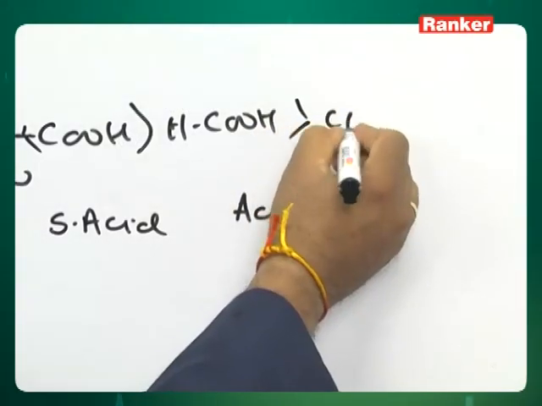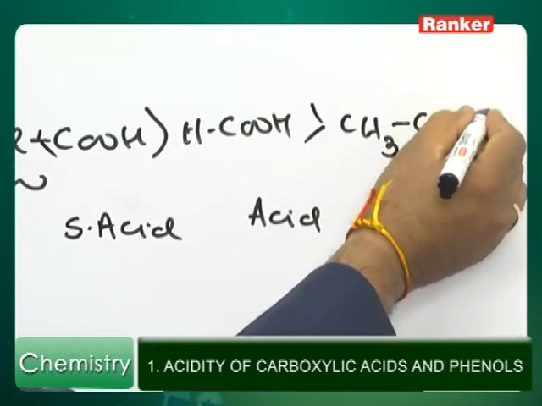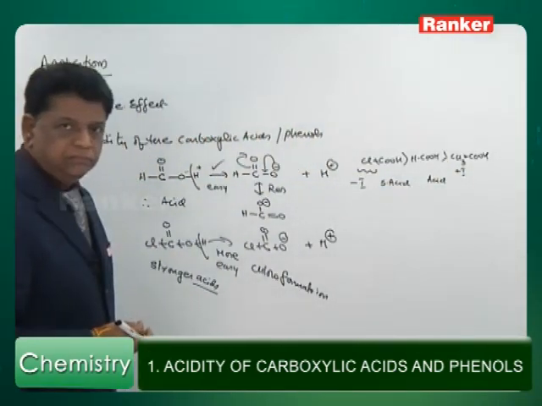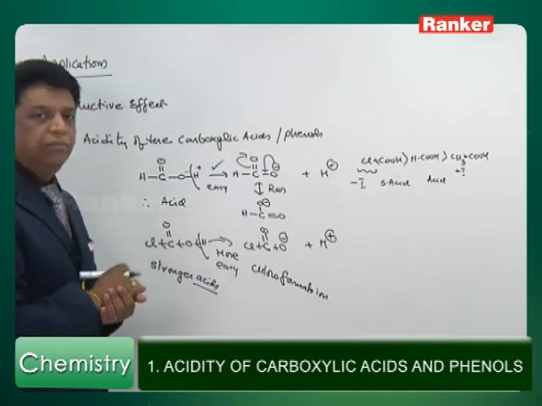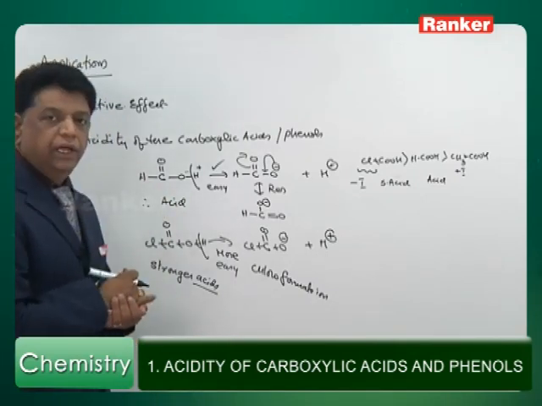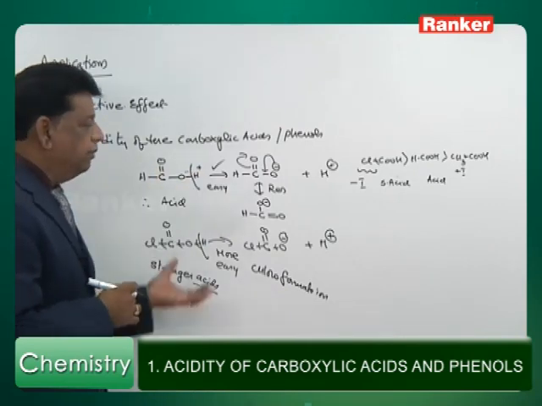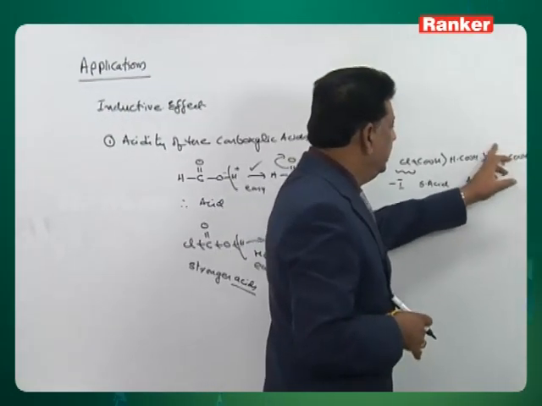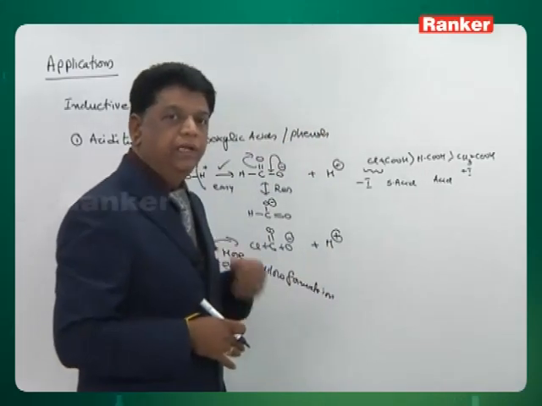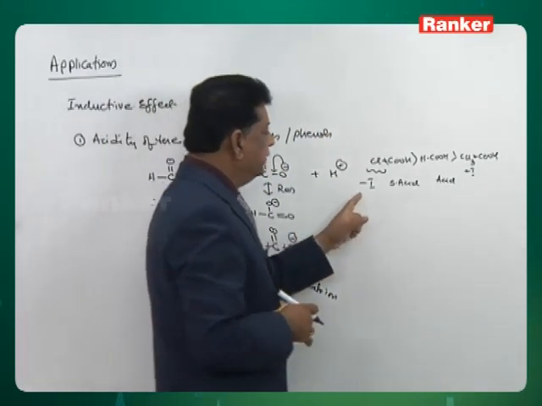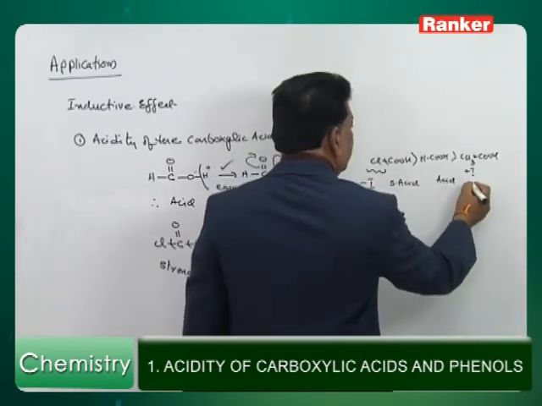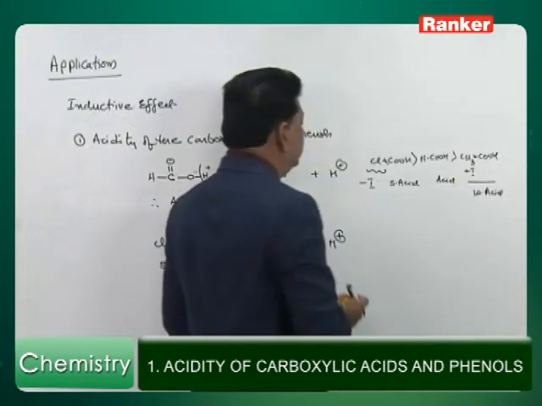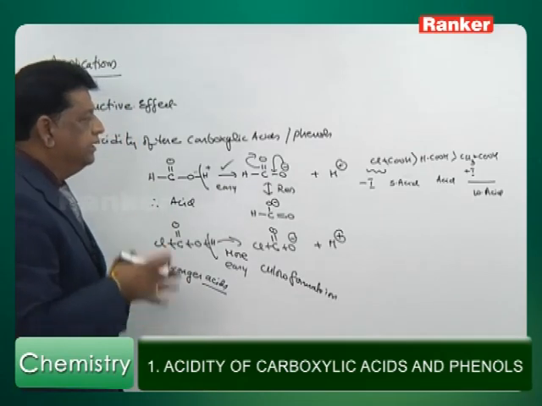Similarly, a methyl group is a plus I group, isn't it? Why is the methyl plus? All groups containing electronegative elements are termed minus I. Arbitrarily, all alkyl groups are taken as plus I groups. So, when minus I group increases, plus I group decreases, therefore this compound is a weaker acid. So arrange these three: first strong acid, then normal acid, then the weak acid.